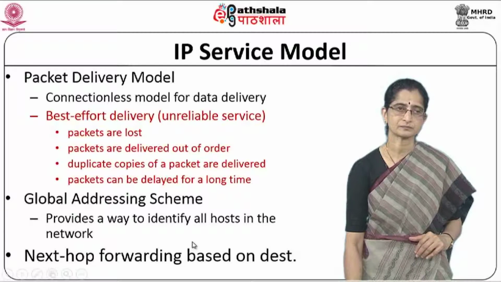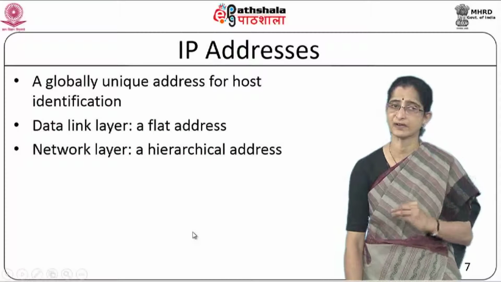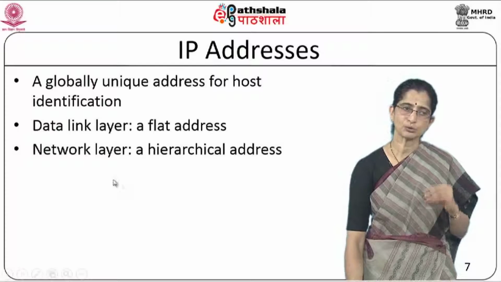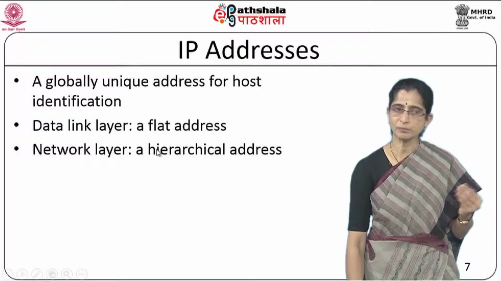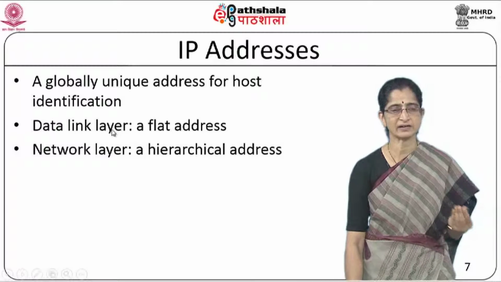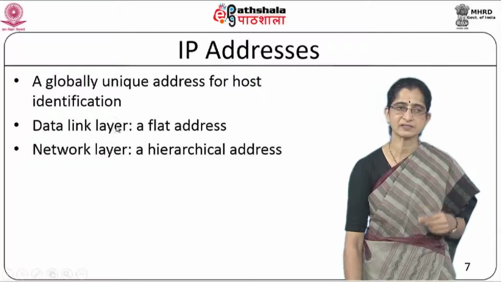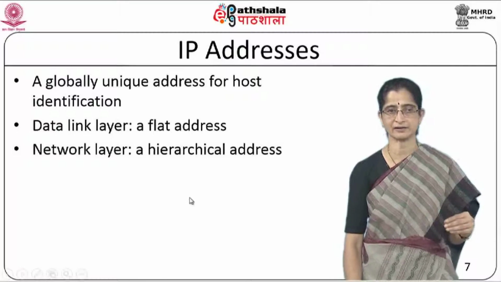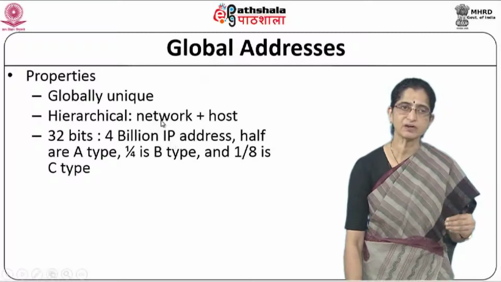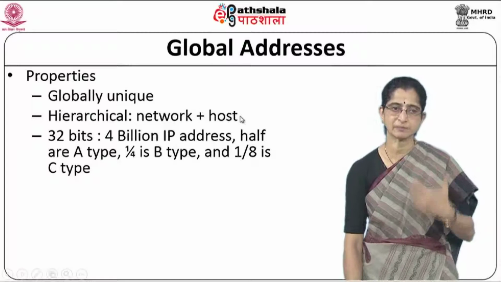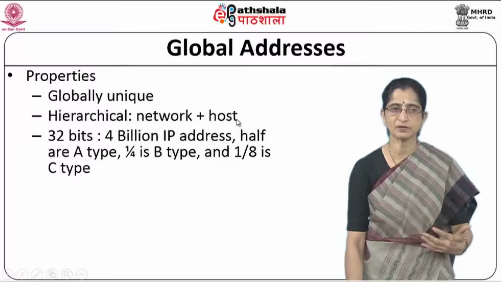Okay. So, let us first take a look at the IP addresses, because that is the key to identifying the nodes in a network. Okay. So, we said that it provides us a globally unique address for host identification. Now, normally the addresses that we have at the link layer are flat addresses. But what IP addressing does is, at the network layer, it gives us a hierarchical address. What we mean by a hierarchical address is that it has a network part plus a host part. So, the complete address can be broken down into multiple parts. Basically we break it up into two parts at least, the network part and the host part.